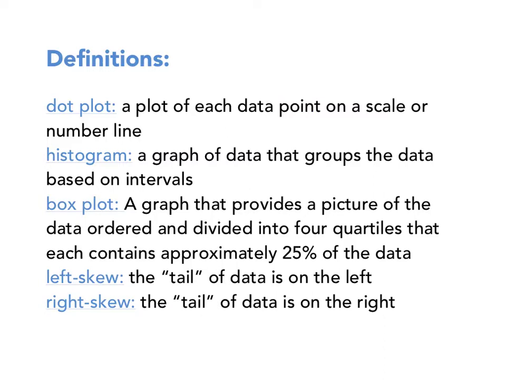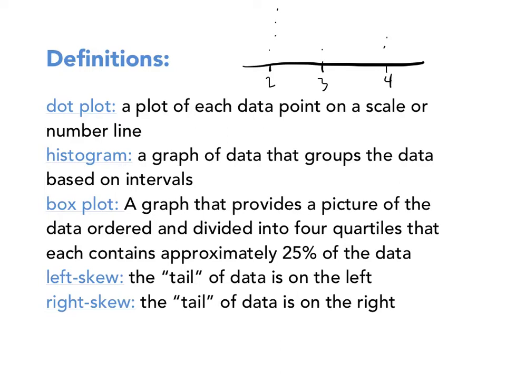So a dot plot is a plot of each data point on a scale or number line. So if you have data, the dot plot would look like this, and you have numbers down here. And then for each set of data, let's say that this was the number of people who have pets, and there's 4 people who have 2 pets, so you put 4 dots. 1 person has 3 pets, and 2 people have 4. You would do it like that.